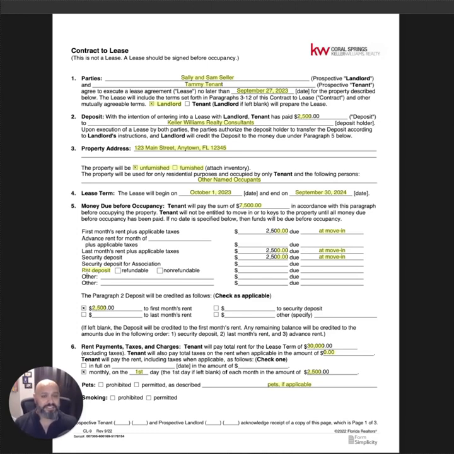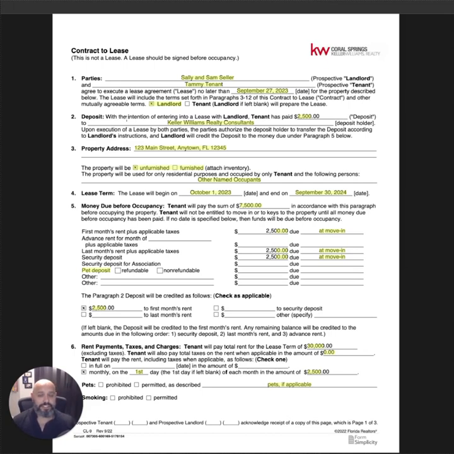Now we can decide if the landlord is going to be the one drafting the lease or if the tenant is going to be the one drafting the lease. 99 times out of 100, the landlord is going to be preparing the formal lease and paying for preparing that lease.